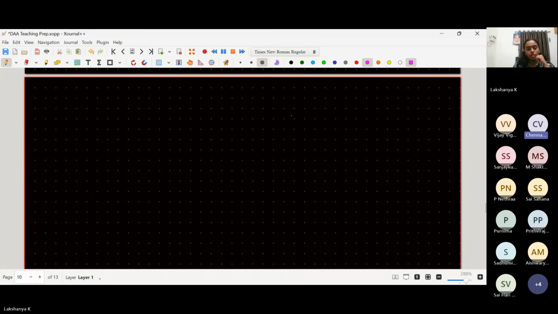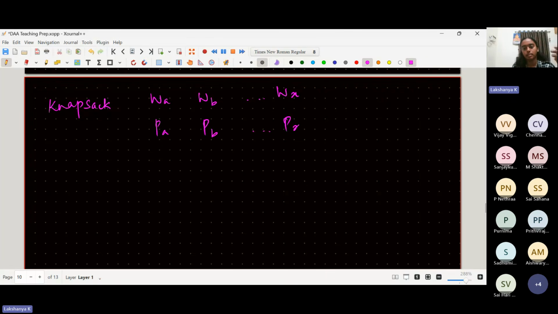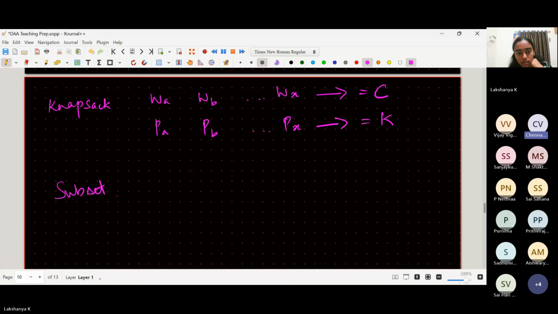Okay, so in knapsack, I have a set of selected weights, weight A, weight B, up to weight X, and a selected set of profits of the corresponding items, up to profit X. And I want to check if the total weight is equal to C and the total profit is equal to some K. Yes or no? This is what I want to check. Clear so far?